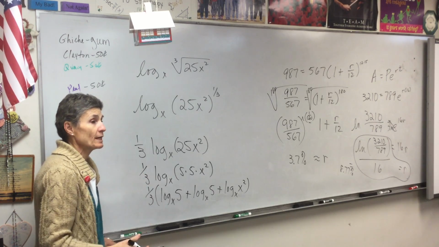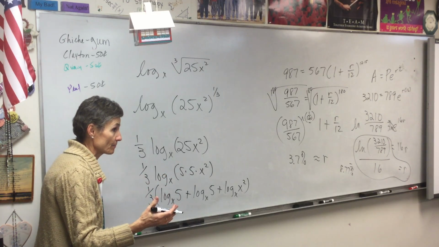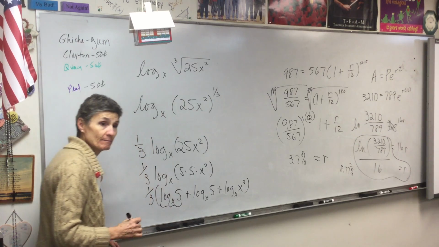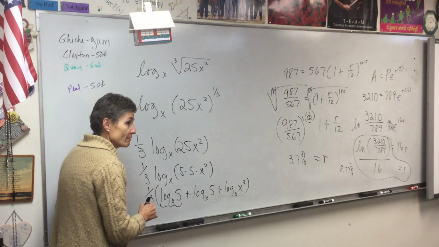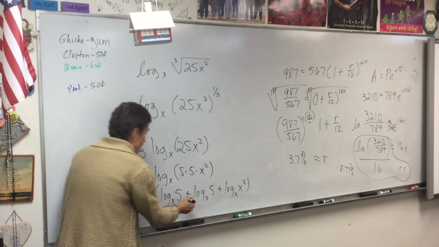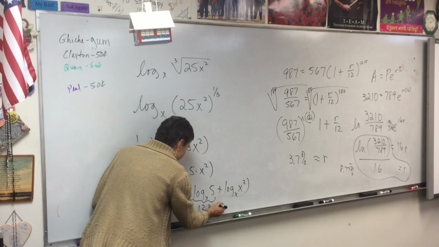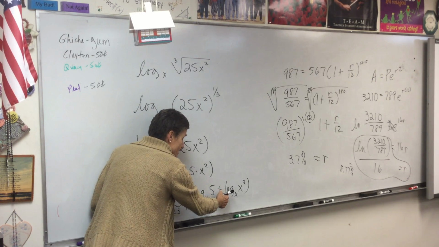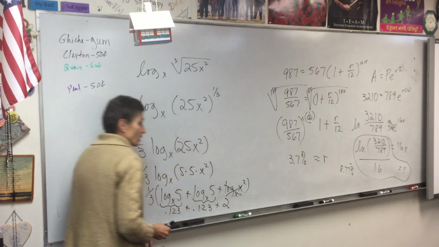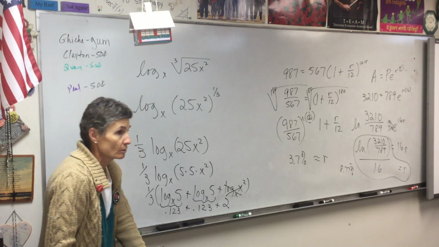Now, why in the world would I do that? Well, look at the given. What was the given? They gave me this value, right? What's the log base x of 5? 0.123. So that's 0.123. What's this? Another 0.123. What's this? That's 2. The log base x of x squared is 2.